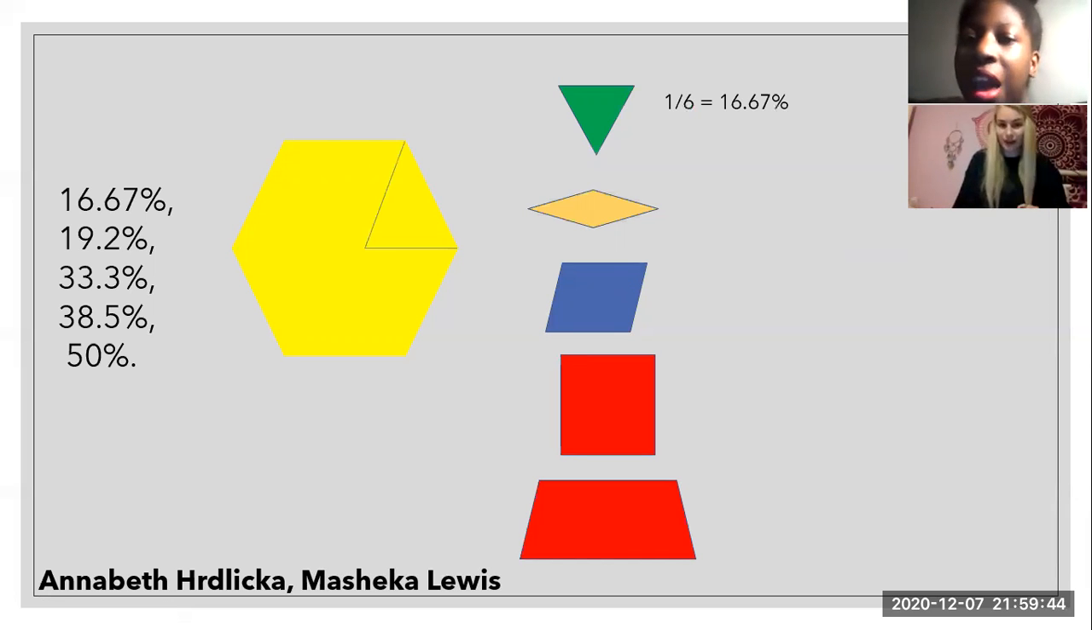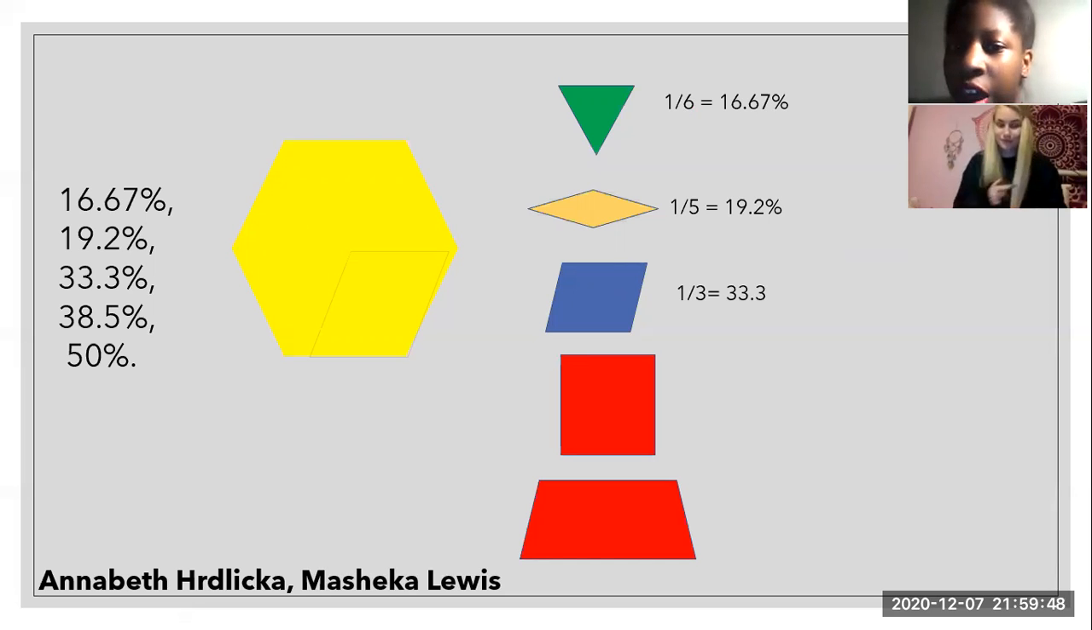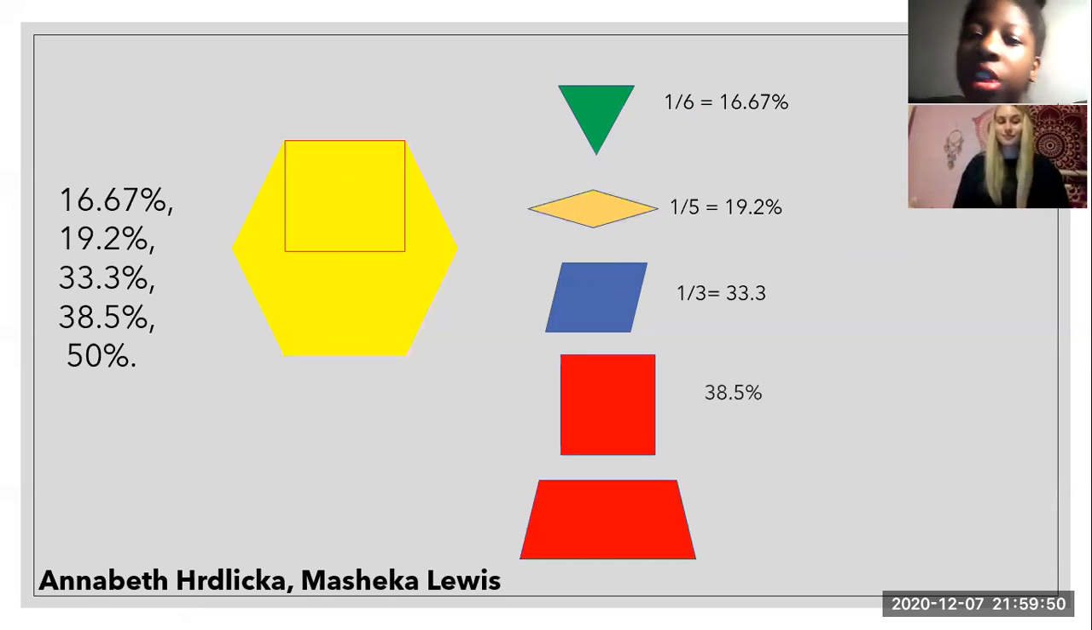So we already have this solved. My question for you is, it's hard to find the fraction for the regular square. Why is it hard to find the square fraction?